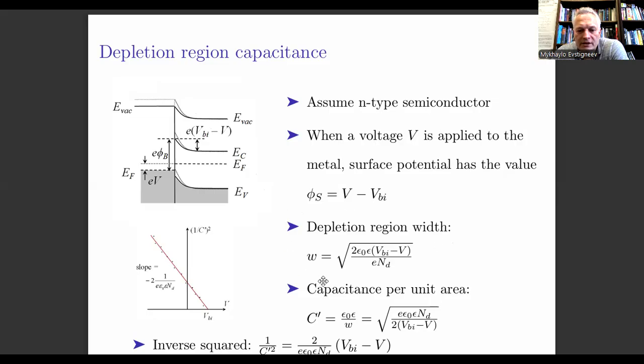And the depletion region width has been derived. Recall our lectures. I forgot the lecture number, but we have discussed the solution of the Poisson-Boltzmann equation with the help of the depletion approximation. So within that approximation, we have derived this formula for the depletion region width: square root of twice the dielectric constant of the material, epsilon naught epsilon, times the value of the surface potential divided by the elementary charge and the concentration of the donors.